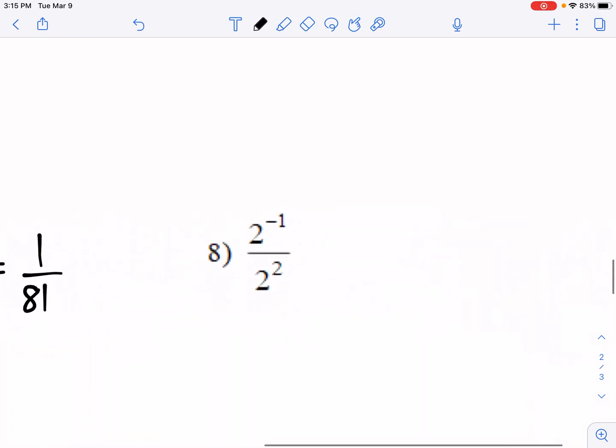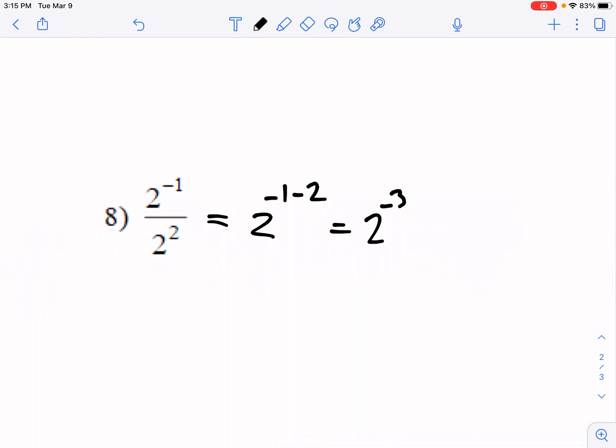Okay, one last example here. Again, we have 2, a negative 1 minus 2. Okay, negative 1 minus 2 is negative 3. So if we want to write this with a positive exponent, what do we do? Put it over 1, flip it, and we have 1 over 2 to the 3rd power, 2 cubed. Okay, then of course in our calculators, we can take 2 times 2 times 2, and we get 1 over 8. Okay.